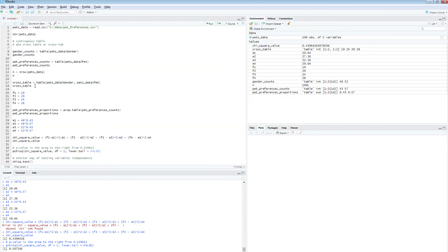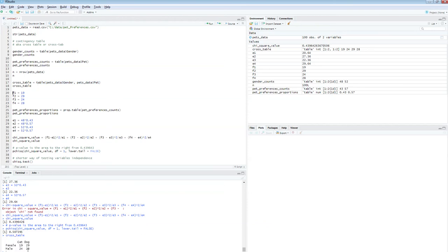Let me run this to show you. So this is what we mean by the cross tab. Essentially it's a two-dimensional table that contains the simultaneous distribution of two categorical variables, pets and gender in my case, right? And that's exactly what I have to feed into the chi-squared test. So I'm gonna have to say chi-squared test, take my cross table, all right, and look at that.